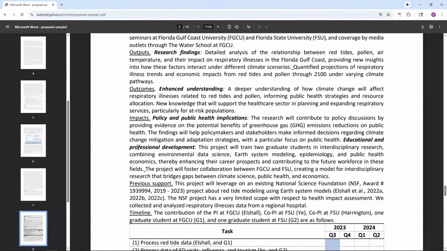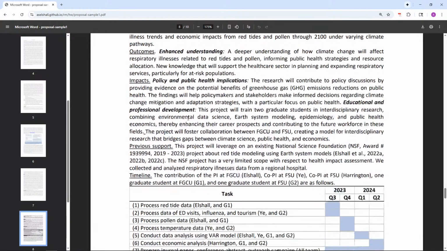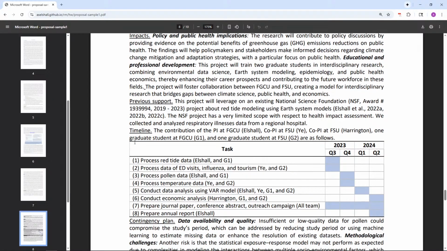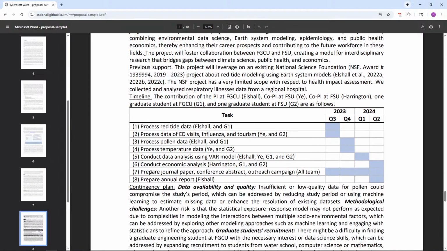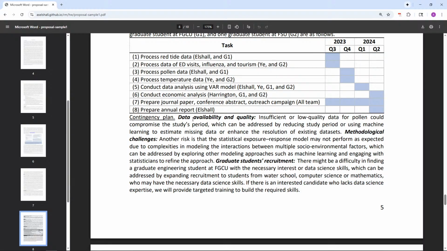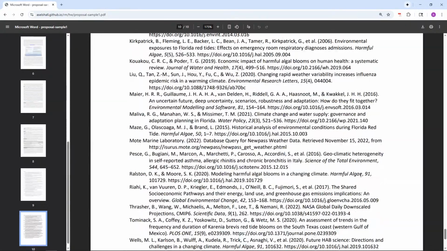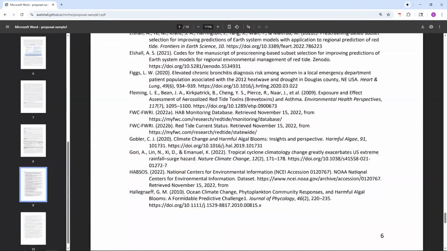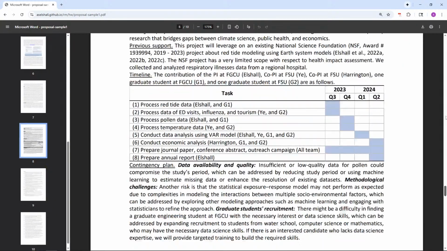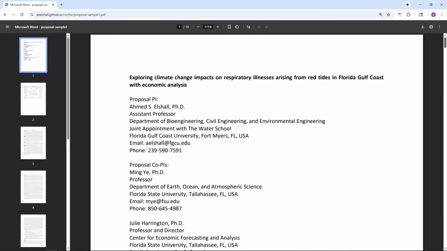So please read this. This is another example for you to follow. And here, previous support, and then this is the timeline. Your timeline would be different here. This is a 2-year project. Your project is only a 14-week project. Yeah. This is our contingency plan. So these are our contingency plan, and here are the references. Yeah. So that's basically it. Your final output for this semester will be this.